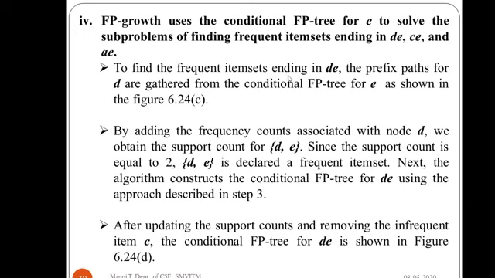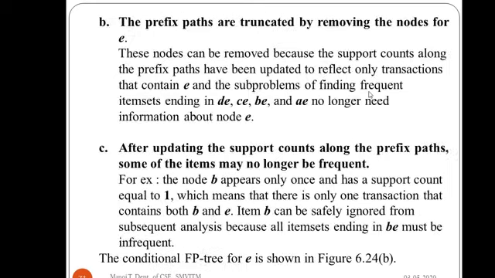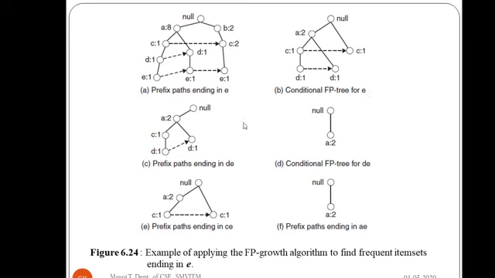So to find the frequent item sets ending in DE, again the prefix paths for D are gathered from the conditional FP tree for E as shown over here. From this you obtain the conditional FP tree. First we have to update the support count, taking into consideration the transactions containing only up to D. So we have A, C, D and A, D. We can remove C because it is not having any node containing the D.